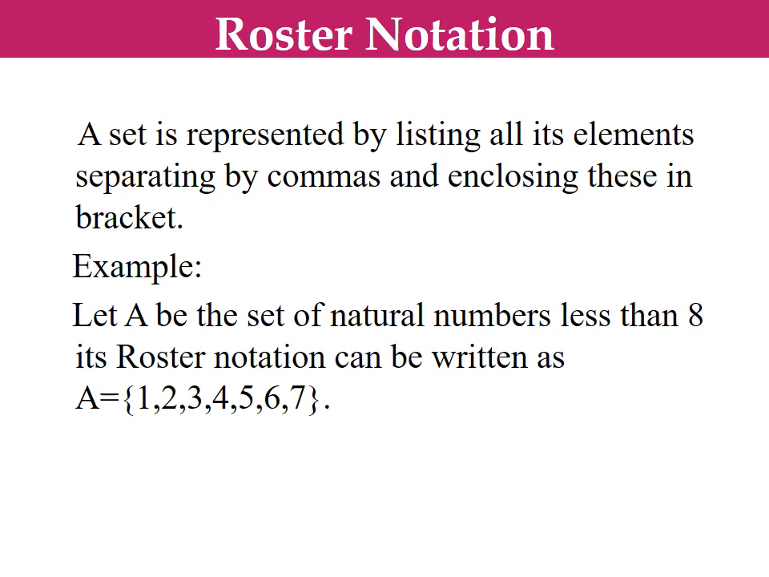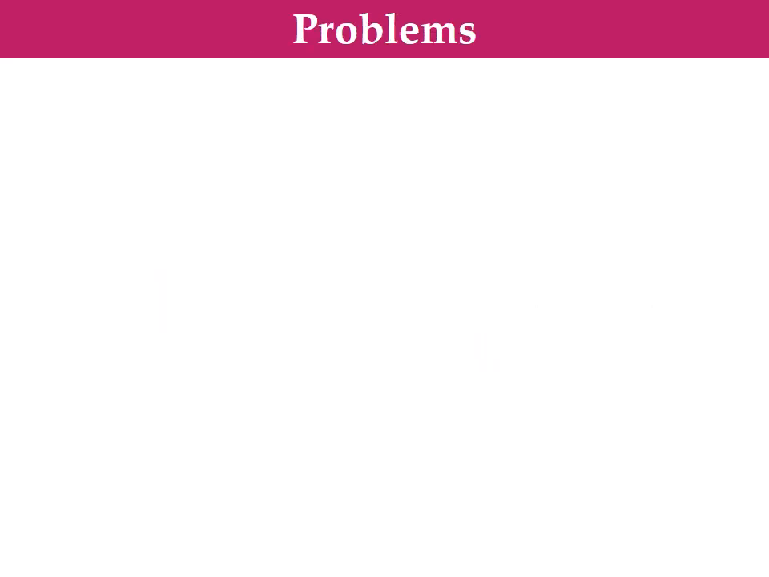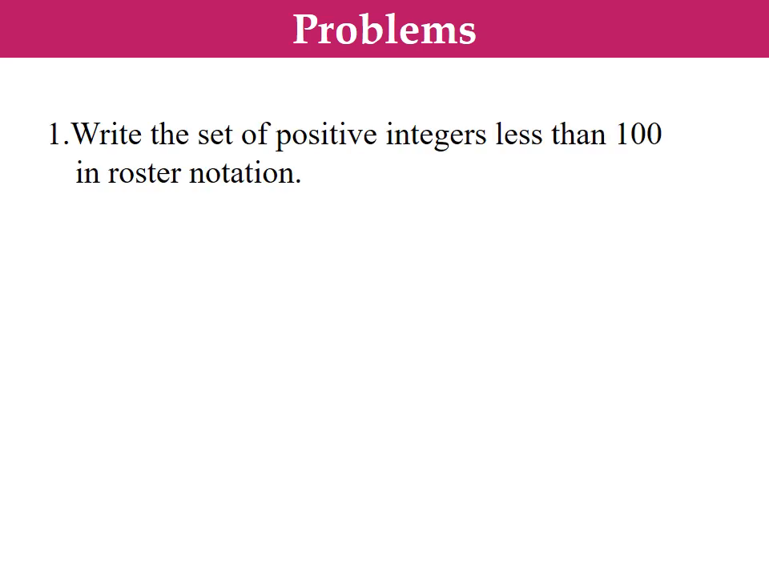We often use this notation, right? And we'll discuss one problem based on this roster notation. Write the set of positive integers less than 100 in roster notation. Not only 100, they may ask 1000, 5000, whatever it is. The solution is A is equal to, actually we are supposed to write 1, 2, 3, 4, 5 and so on up to 99. Instead of writing all of it, we simply write 1, 2, 3 and so on up to 99, because my question indicates less than 100.